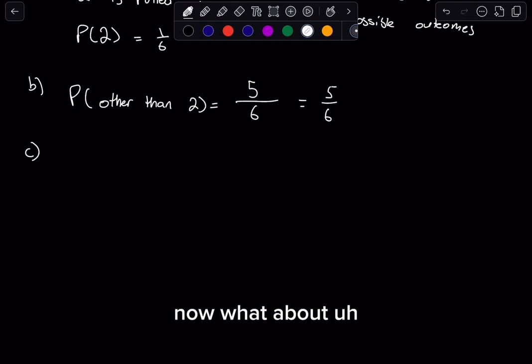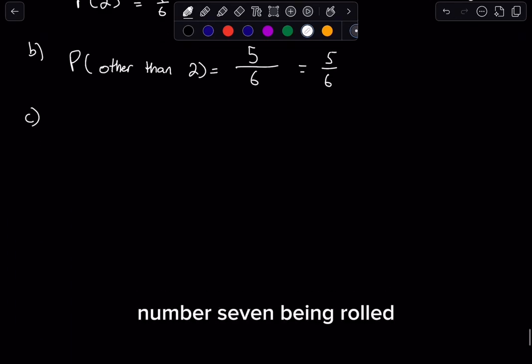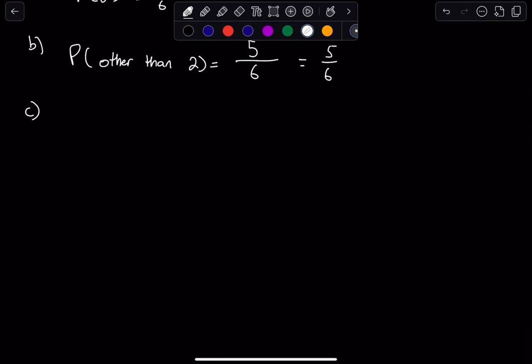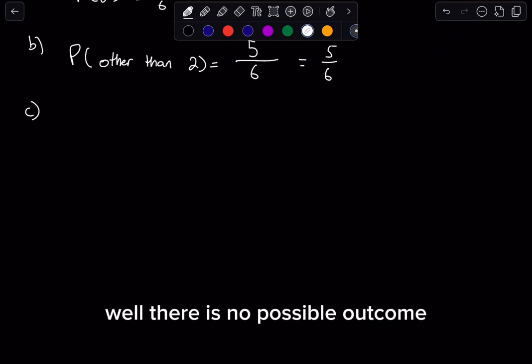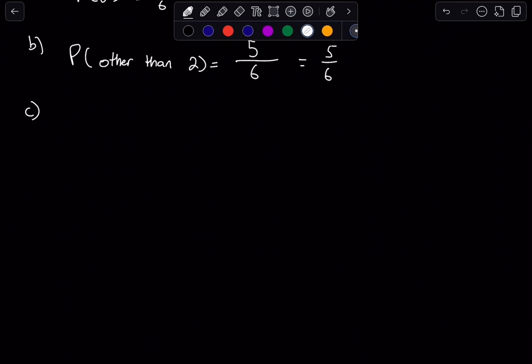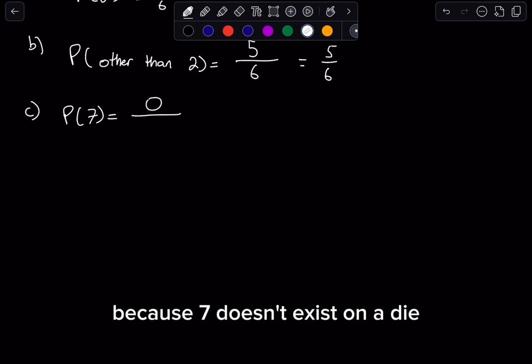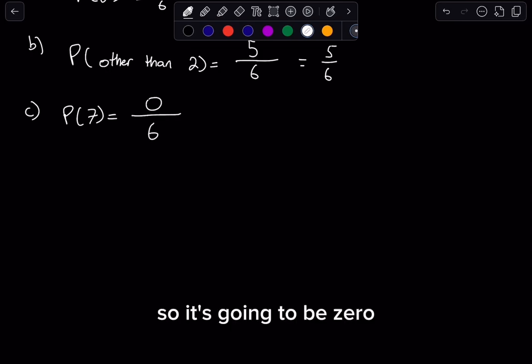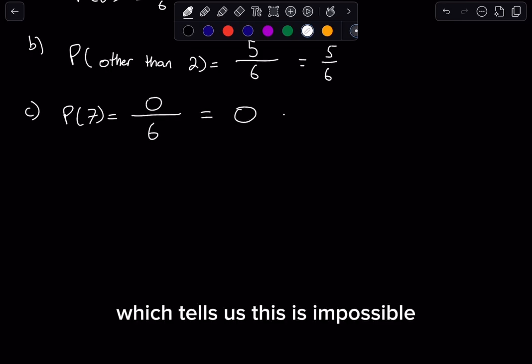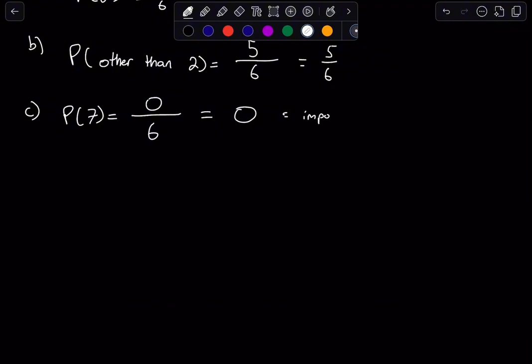Now, what about the number 7 being rolled? Well, there is no possible outcome for 7. So P of 7 would be, there's going to be 0 favorable outcomes because 7 doesn't exist on a die. So it's going to be 0, which tells us this is impossible.